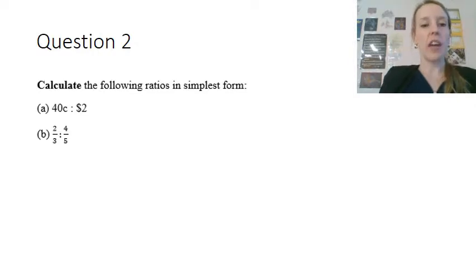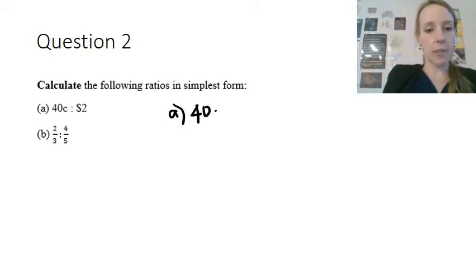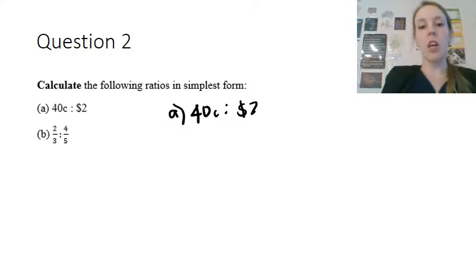Question 2, calculate the following ratios in the simplest form. So again, we're dealing with ratios. So if we look at A, we've got 40 cents to $2. Now, hopefully we'll look at this and you'll realize, well, that can't actually be a ratio because we know ratios have to be in the same unit. So we're going to have to convert them to the same unit. So you can convert them both to cents or both to dollars.